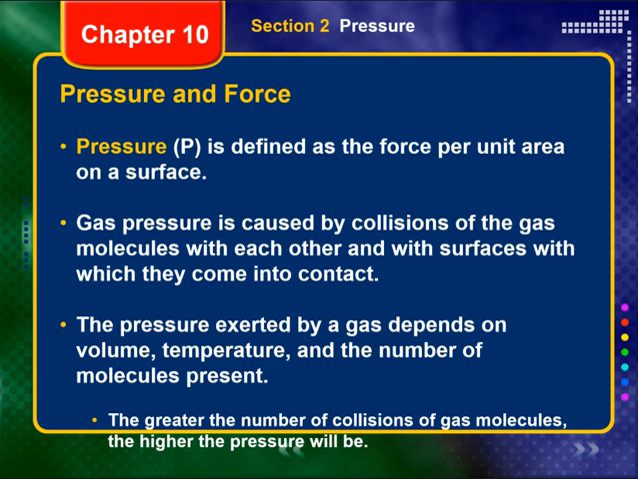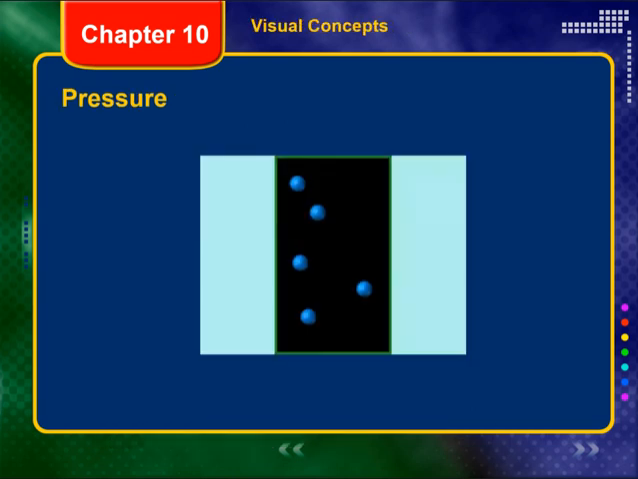It also depends on the temperature, because the temperature has to do with the average kinetic energy, and that's going to dictate the velocity of the individual particles. The higher the velocity of the particles, the more force they're going to exert on the container wall. The lower the temperature, the less force they're going to exert when they collide. And then obviously the number of molecules present, because if you have more molecules in a container, you're going to experience a higher frequency of collisions. So in general, the higher the number of collisions of gas molecules, the higher the pressure will be. If you increase the number of collisions, you'll increase the pressure.